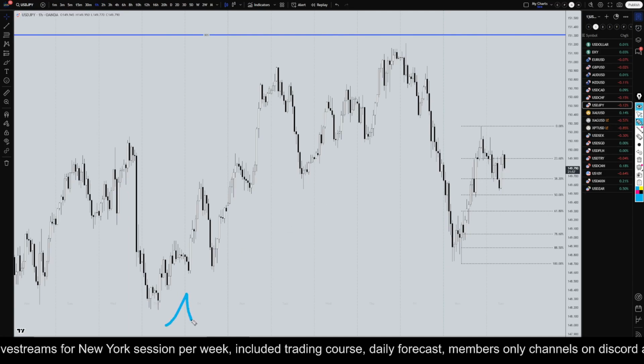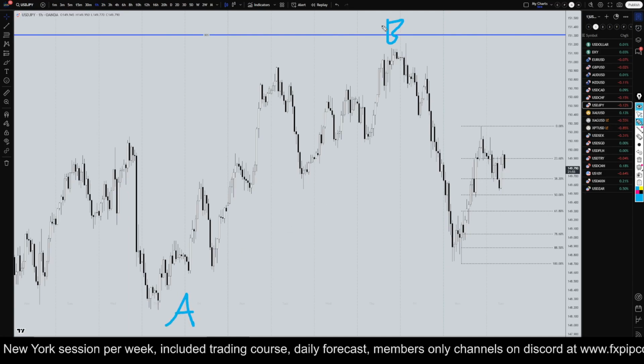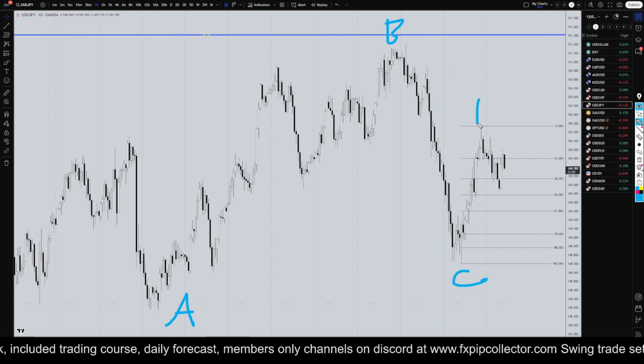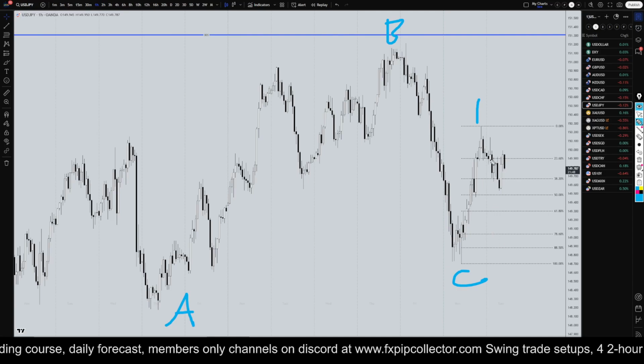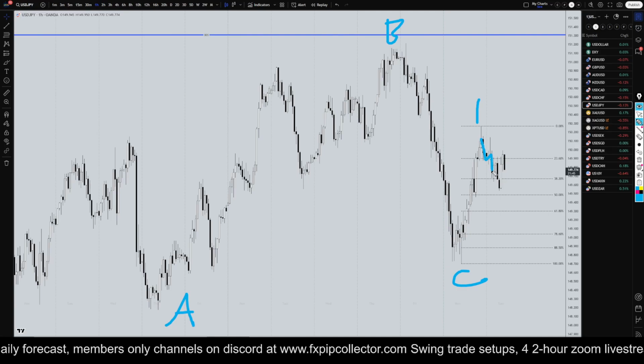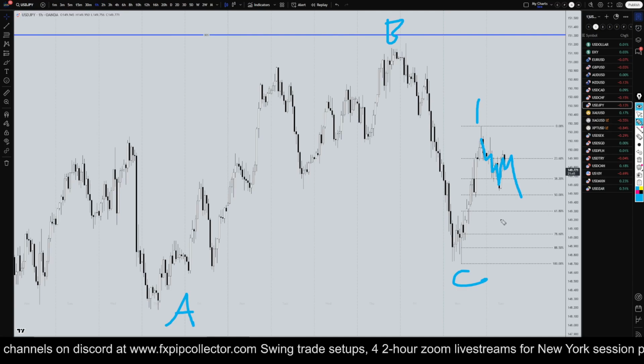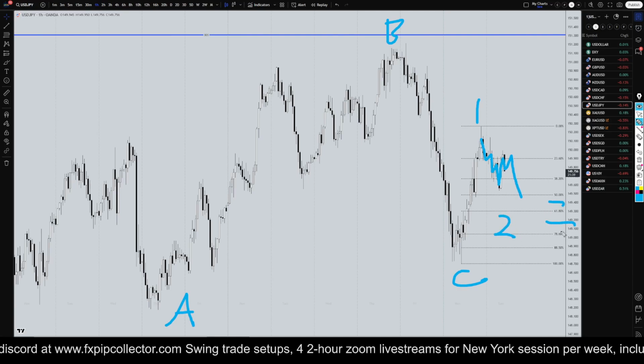Like I was saying yesterday, I think this is a running flat right here. I think this is an ABC running flat. And if that's true, this potentially could be a wave one. Now, whether the wave two is over or not, I don't really think it is because this is five waves down. This actually might end up being something like this for more of a bigger wave two, maybe go down to a lower fib level.